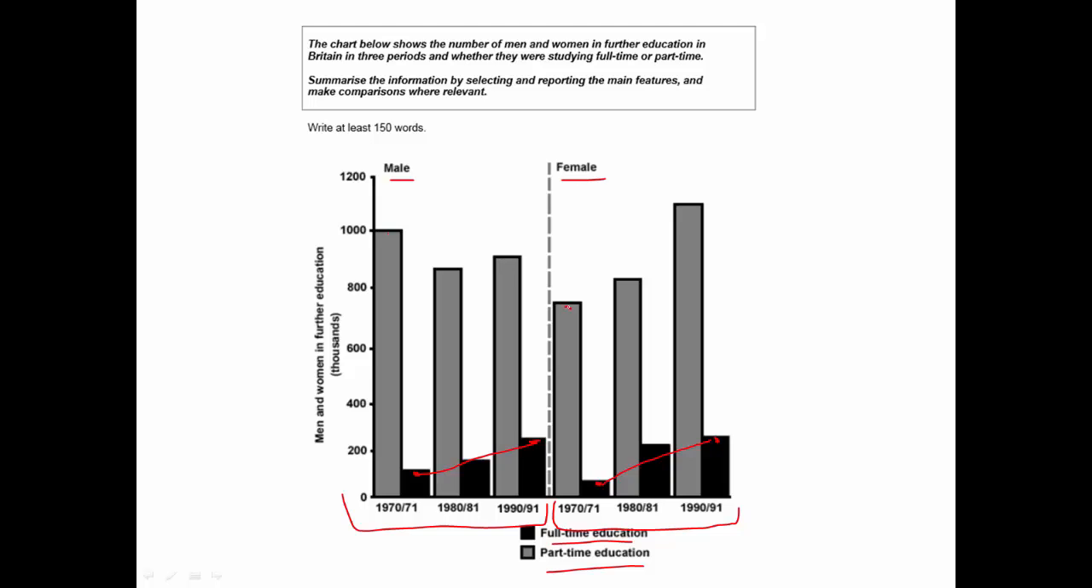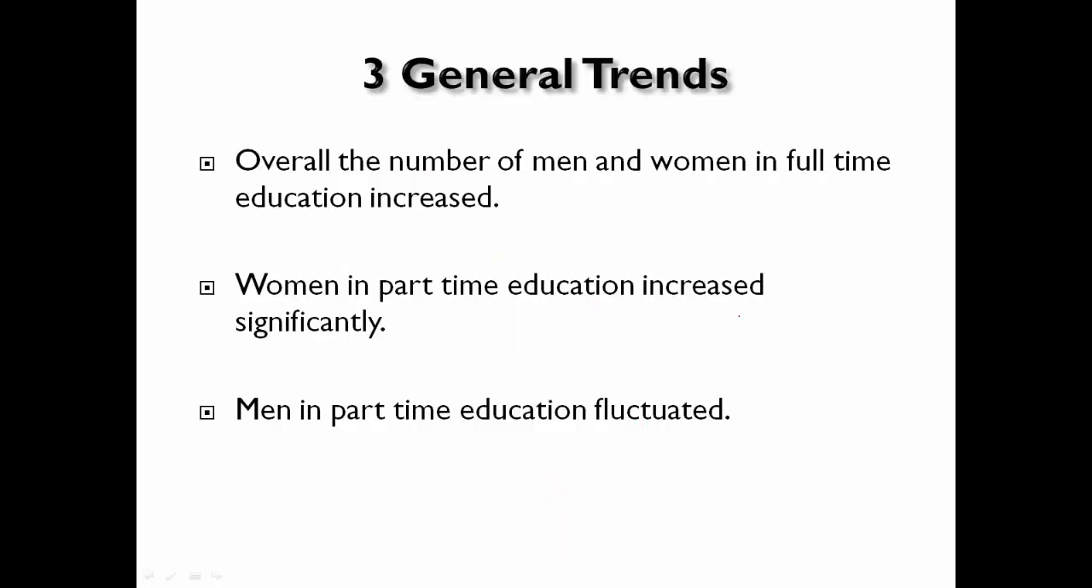Let's look at females. For part-time, it doesn't just go up, it increases dramatically or significantly. And for men, it fluctuates, so it goes down and then it goes up a little bit. So our 3 general trends would be: overall the number of men and women in full-time education increased, women in part-time education increased significantly, and men in part-time education fluctuated.